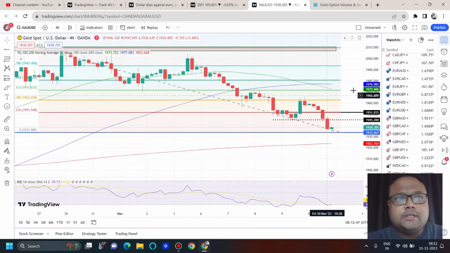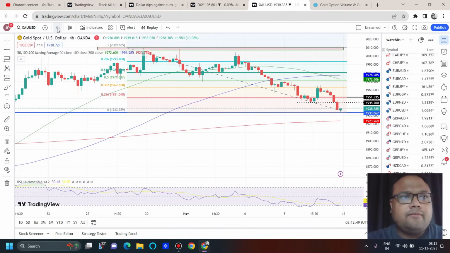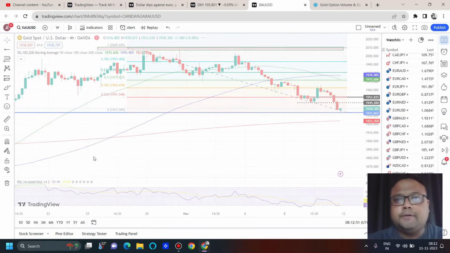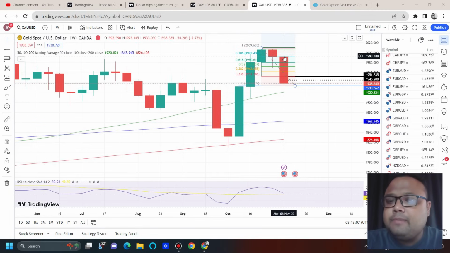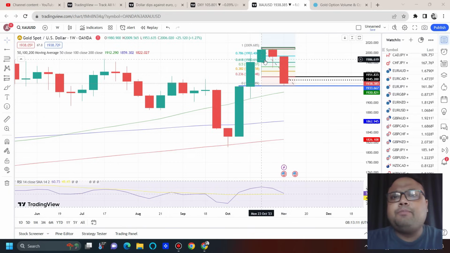Okay. So this is the chart of gold USD in front of us. At first, let's look at the weekly chart here. On the weekly chart, you can see that this week the market has formed a big red candle, and we have discussed this possibility also. We were on the sell side, so hopefully you all did pretty well.